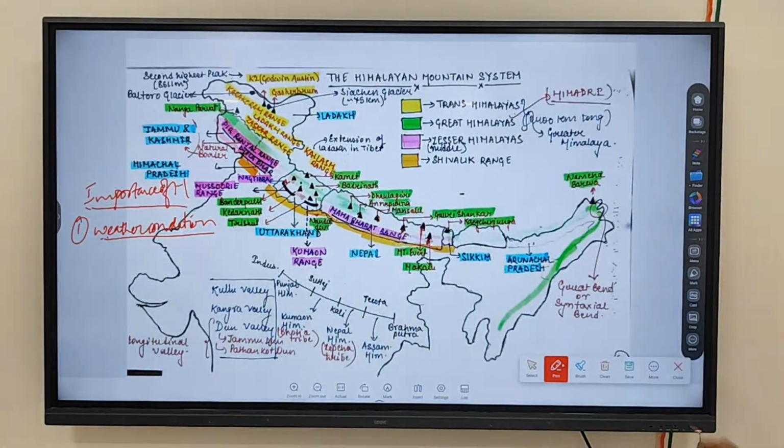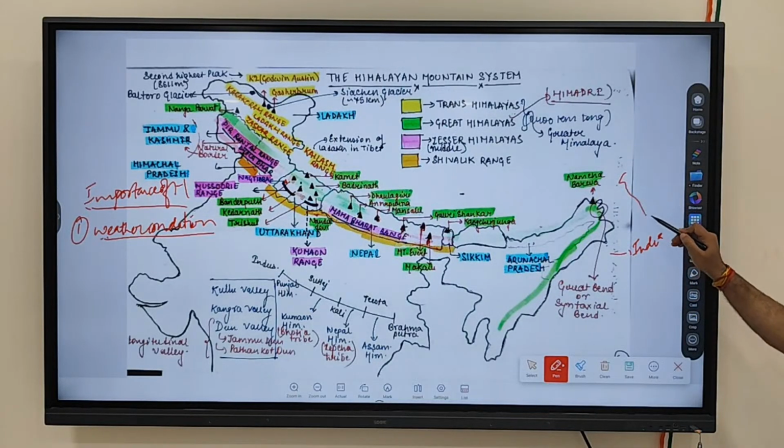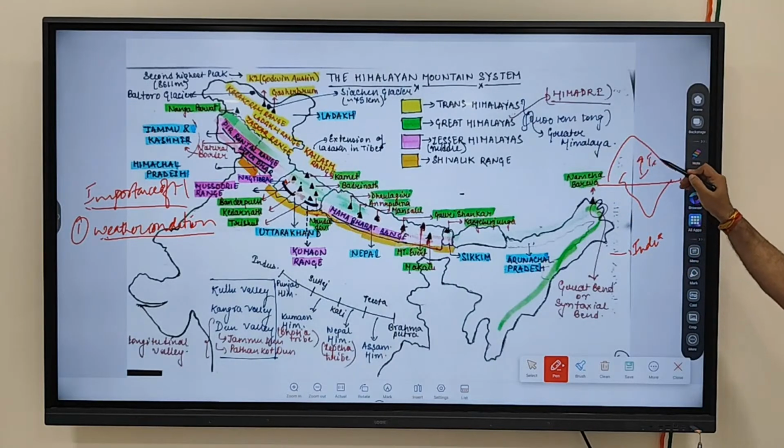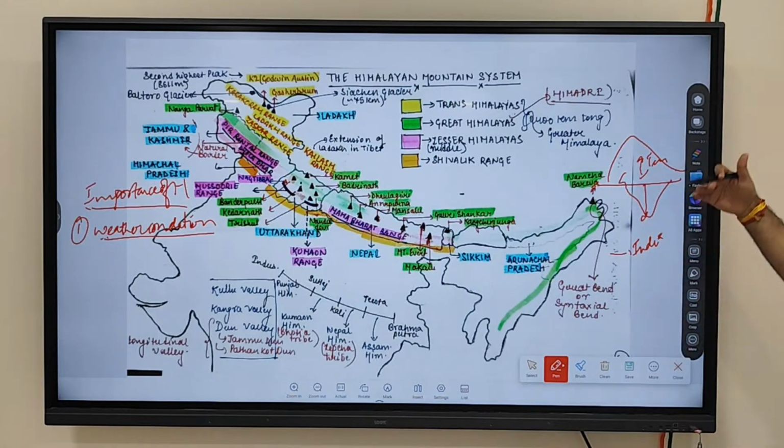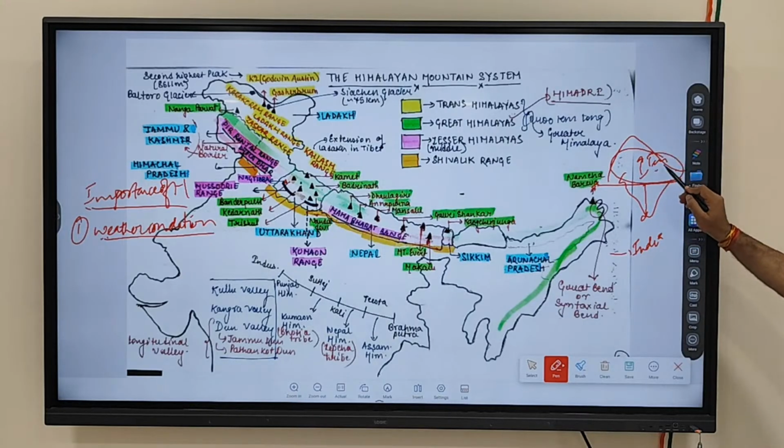Why? We discussed that most of India lies in a temperate region, up to the Tropic of Cancer. Remember the torrid zone, temperate zone and frigid zone, the three zones we have discussed. So most of the landmass of India is in the temperate zone, that is, beyond the Tropic of Cancer.